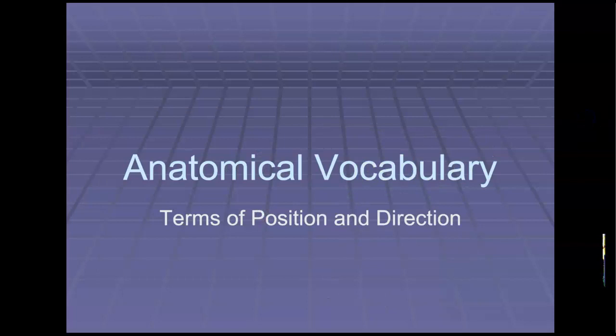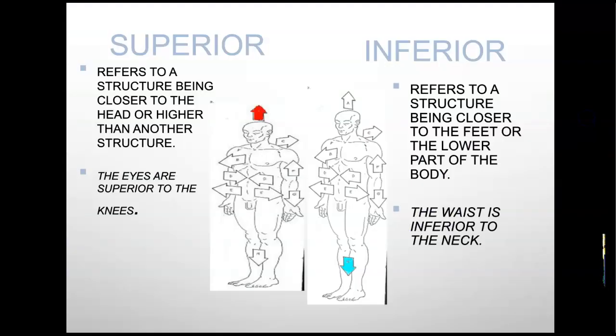Next, we're going to go into terms of position and terms of direction. So we'll start with terms of direction. The first two are superior and inferior. These are paired by opposites. Superior refers to a structure being closer to the head or higher than another structure. For instance, we would say the eyes are superior to the knees. Inferior refers to a structure being closer to the feet or the lower part of the body. So the waist is inferior to the neck. Superior really means above or higher than. Inferior means below or lower than.